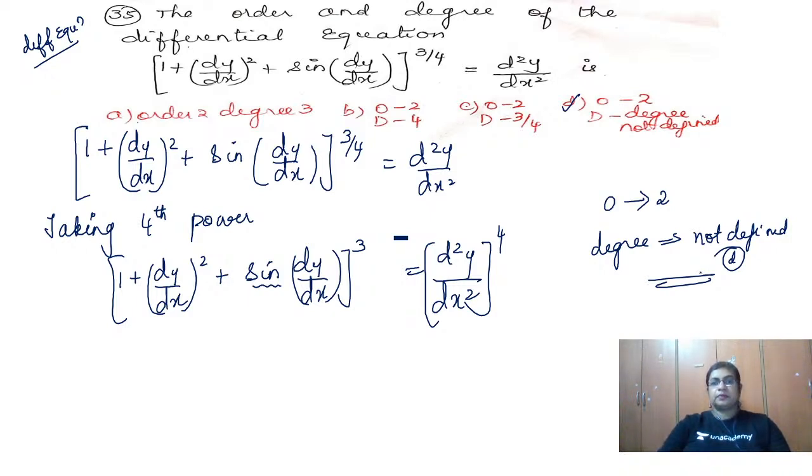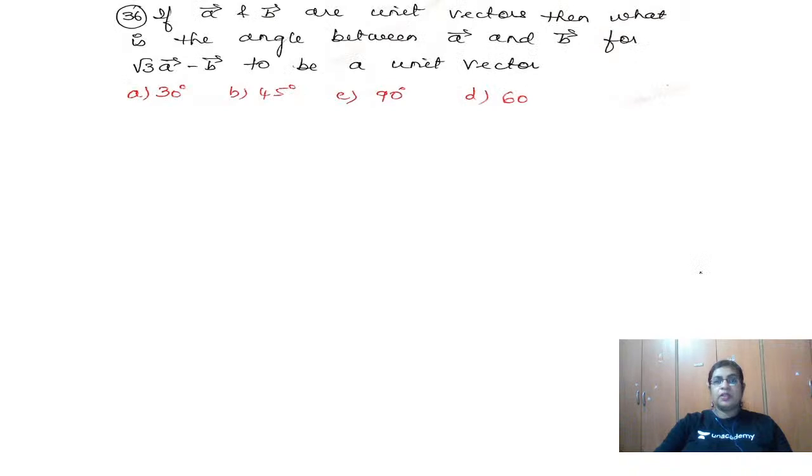So coming to the next question. Next question is question number 36. Very, very important. You can see this is a question from the chapter vectors. In vectors also you will get 5 to 6 questions in KCET. Now, let us first understand what is given to us.